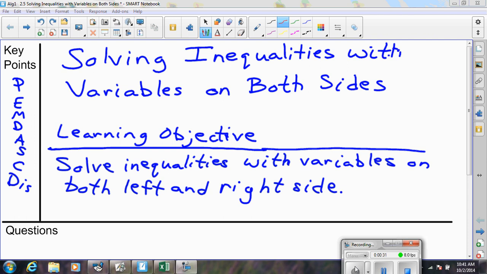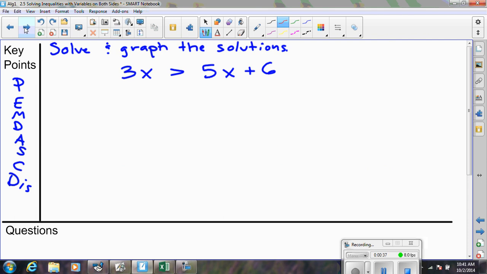So we want to solve inequalities with variables that are on both the left and the right hand sides. There are problems that look like this. So if this were an equal sign, we'd know that we'd just follow our PEMDAS CDIS mnemonic. It works the exact same way for inequalities. Start at the bottom, work your way up to the top. Do we have distribution? No, there are no parentheses for us to get rid of. Do we have combining like terms? Yes. And this is the new part.